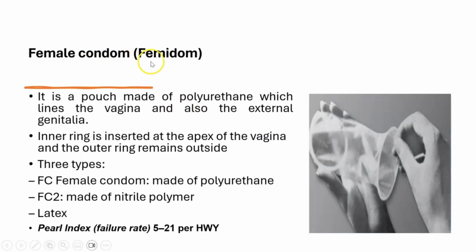Female condom is also known as a femidome. It is a pouch which is made up of polyurethane which lines the vagina and also the external genitalia. The inner ring is inserted at the apex of the vagina and the outer ring remains outside. So there are 3 types of condom. The female condom can be made up of polyurethane, or nitrile polymer, or they can be made up of latex. Their failure rate is slightly higher as compared to the male condom, and it ranges from 5 to 21 per 100 women years.